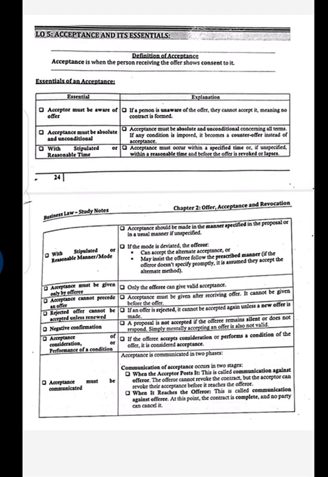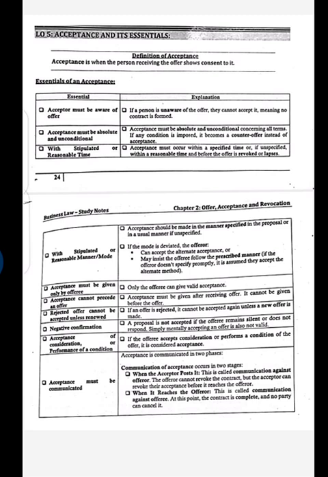Acceptance of consideration or performance of a condition. If the offeree accepts consideration or performs a condition of the offer, it is considered acceptance. Suppose I am offering you the trip to Canada and I am paying for your visa as consideration. If you accept the visa, then it will become the acceptance. Otherwise, it will not be the acceptance.